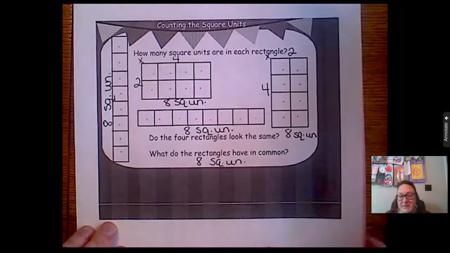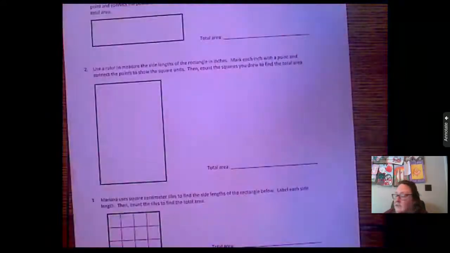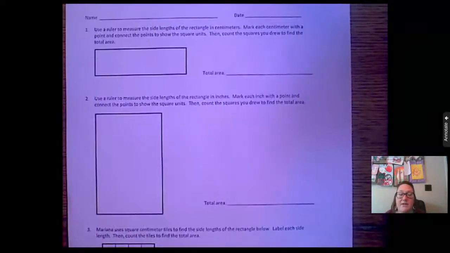Good job. Okay. Is this becoming pretty easy for us? Good. All right, now we are ready to move on to our problem set, and here's where you need your ruler today. Okay, so go ahead and put your name and date on your paper if you don't have it already.